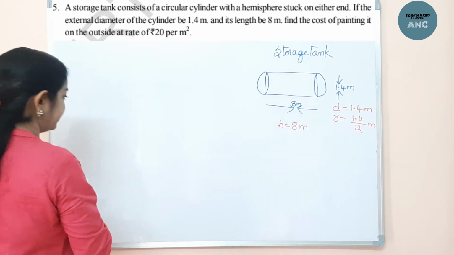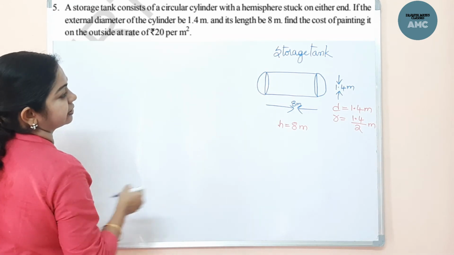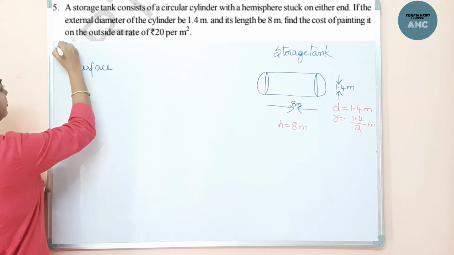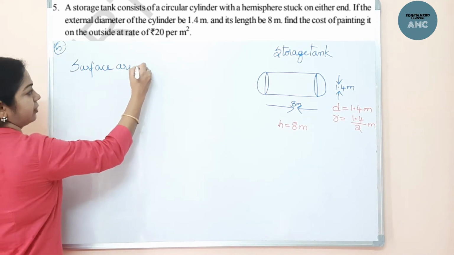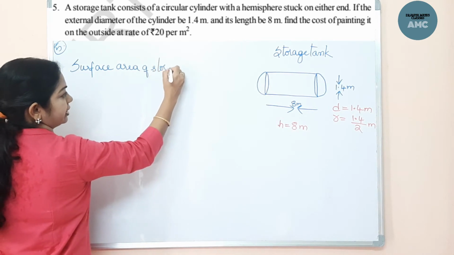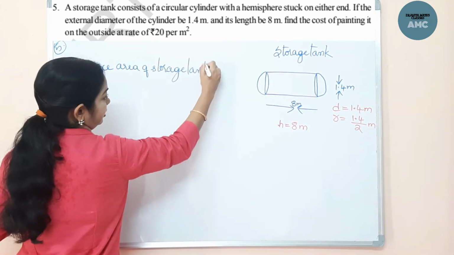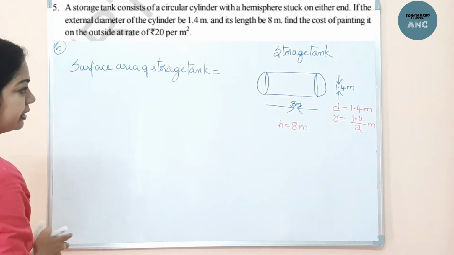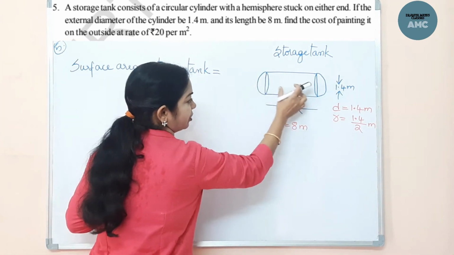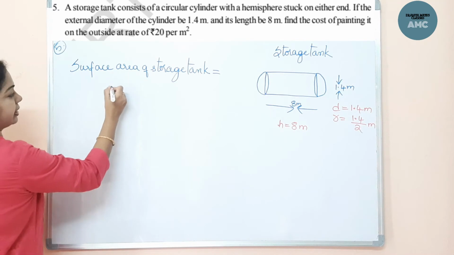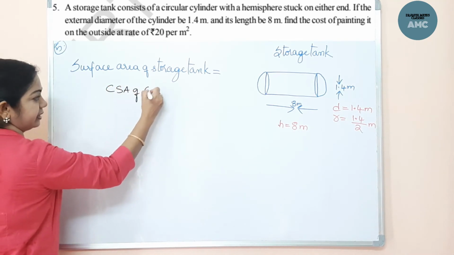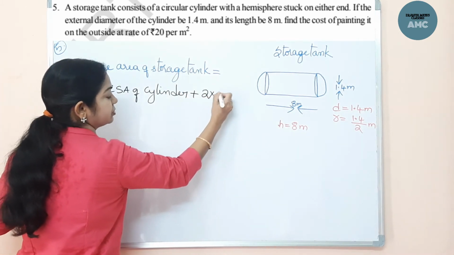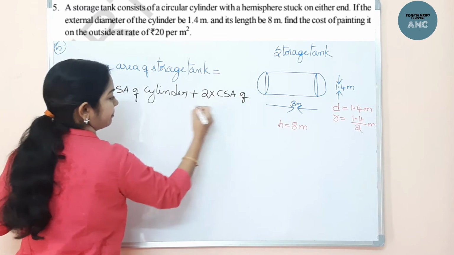Now we will write here, for the fifth one, the surface area of the storage tank. This is a combination of solids. So the surface area of the storage tank is equal to the CSA, curved surface area of the cylinder, plus 2 into the curved surface area of the hemisphere.